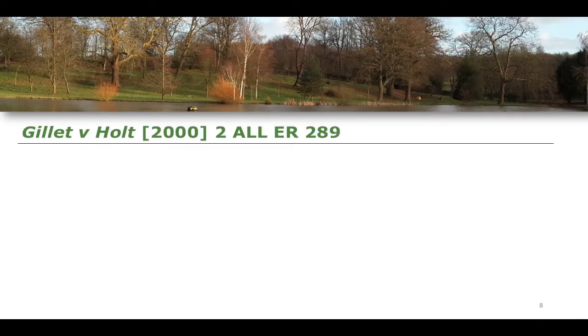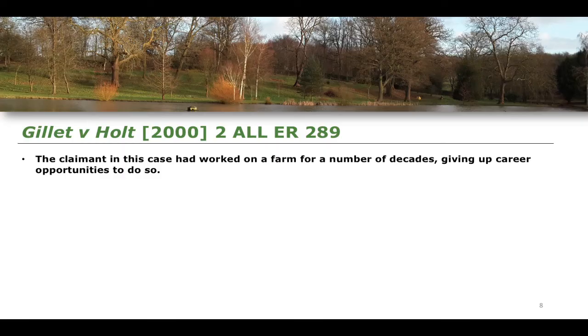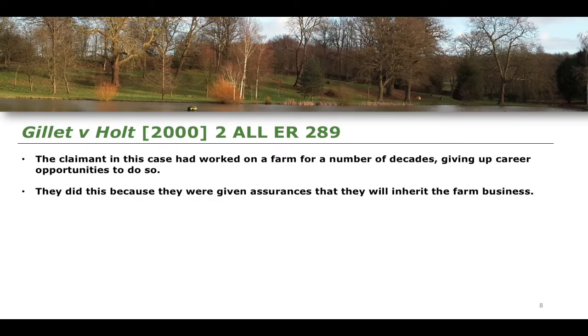This loss need not be financial, however, and the case of Gillett versus Holt illustrates this point. Again, this was also a case involving a farm. The claimant in this case had worked on a farm for a number of decades. In fact, they had given up their career opportunities to work on this farm. So they had detrimented themselves personally in order to ensure that they would have the ability to work on this farm. The reason why they detrimented themselves was because they were given assurances. The assurances were that they would inherit from the farm business. So essentially, their mindset was fundamentally something along the lines of, well, I am detrimenting myself by giving up a career opportunity, but it will all be worth it in the long run because I will be able to inherit business opportunities and inherit the farm business once the person who owns the farm at the moment has died or moved on.